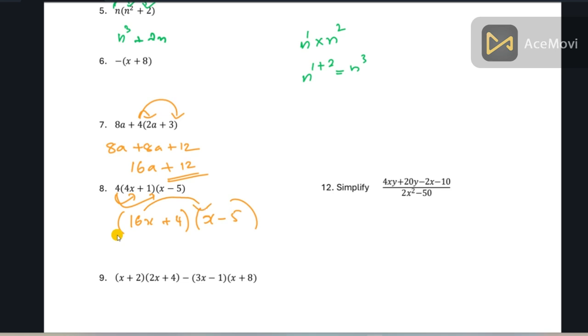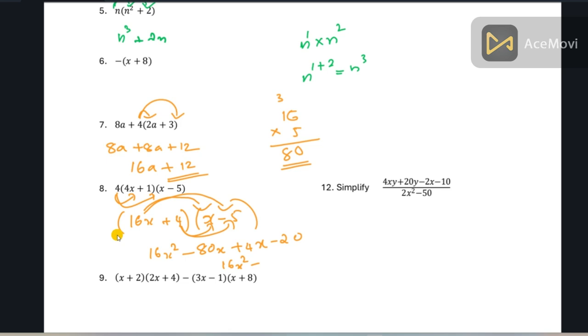16x times x, so it's 16x square. Then 16 times minus 5. What is 16 times 5? 16 times 5 is 80. So it's negative 80x. Then 4 times x is 4x, then 4 times minus 5 is minus 20. Then 16x square minus 80x plus 4x, so 80 minus 4, the sign is negative because of the sign of the larger number. 80 minus 4 is 76. 76x minus 20. This is the final answer.